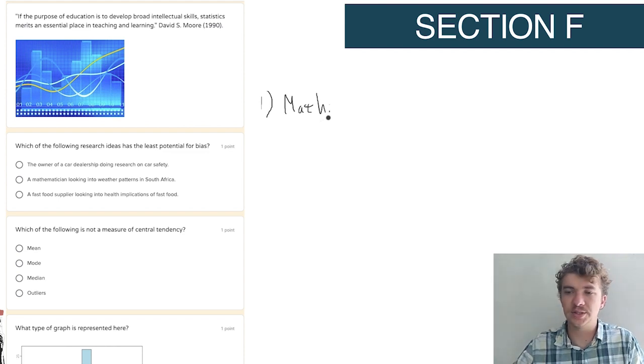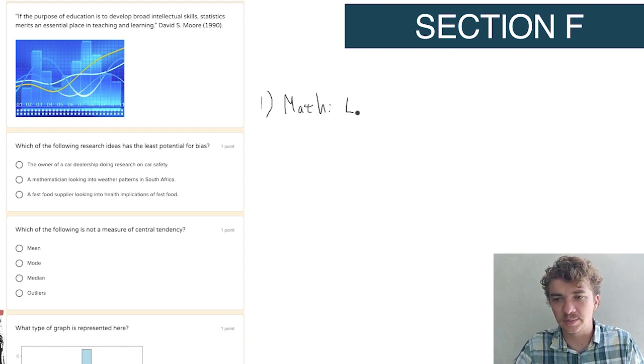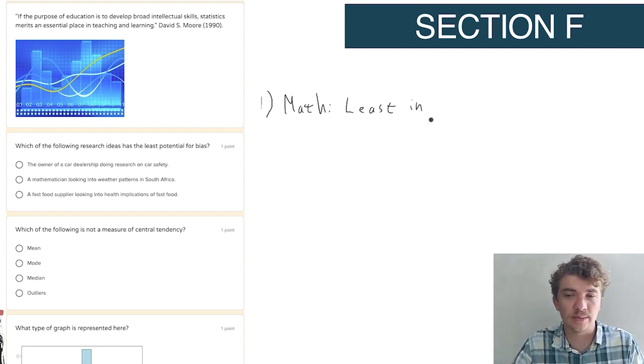So the mathematician has the least potential for bias because he's the least involved personally. And it's not necessarily because he's a mathematician, but because the other two examples have clear potentials for bias.